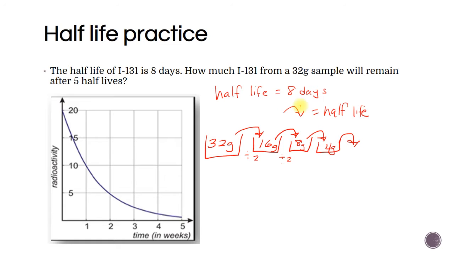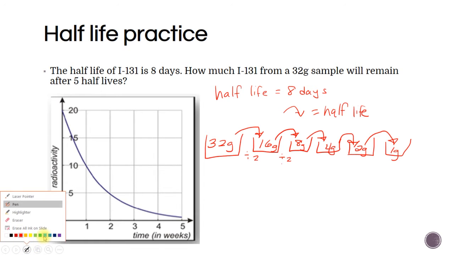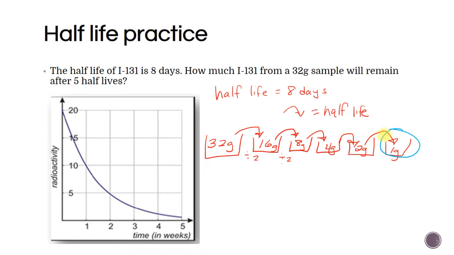We keep doing that. It says 5 half-lives, so I have to have 5 arrows. I got 1, 2, 3, 4. After 4 half-lives, we have 2 grams. I don't know why it just disappeared. And then after the 5th half-life, we have just 1 gram left. So the answer to the question is that if 5 half-lives have passed, we have 1 gram remaining.